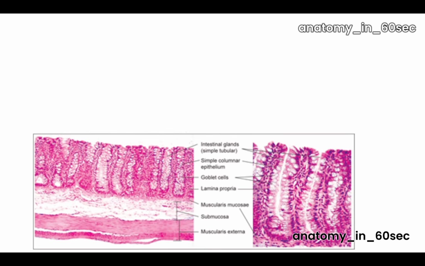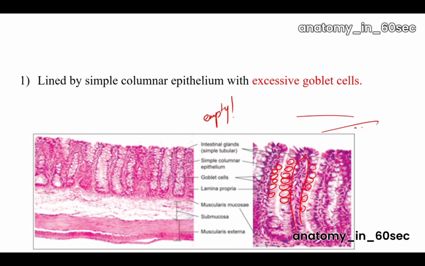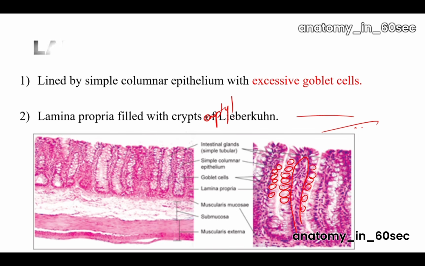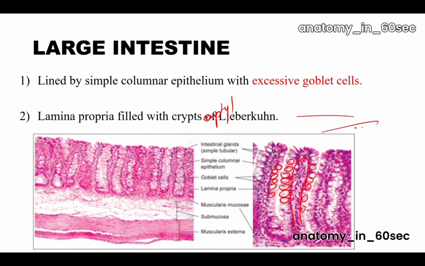This is the high power view. If this is the epithelium, you can see an extensive number of goblet cells. These goblet cells appear empty because during preparation of the slide, the mucus inside gets washed away. So when we stain and look, all the goblet cells appear empty. They are lined by simple columnar epithelium with excessive goblet cells, and in the lamina propria, crypts of Lieberkühn are present. This is the slide of large intestine.